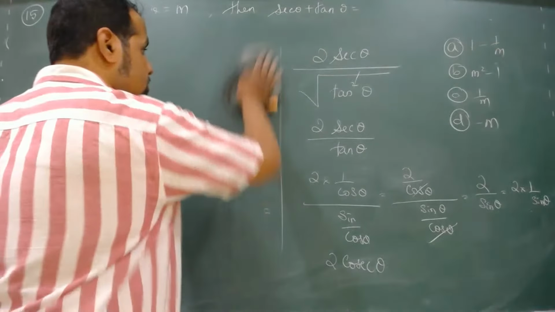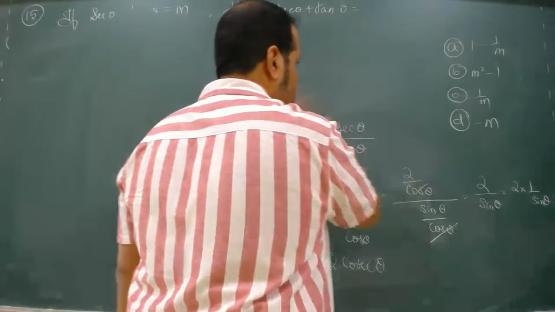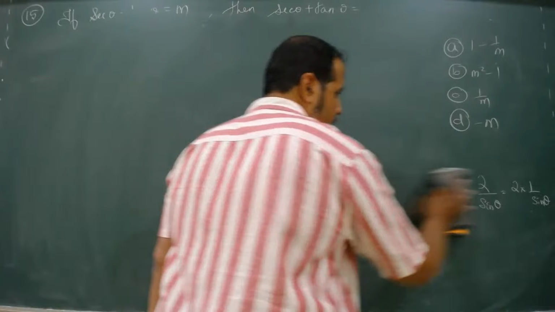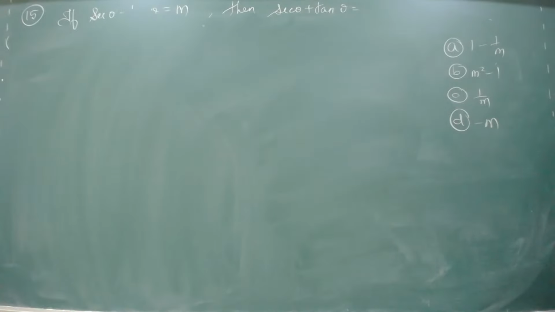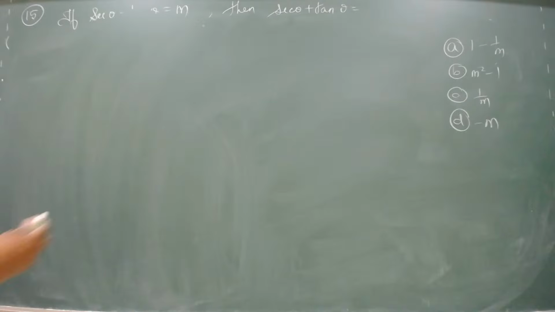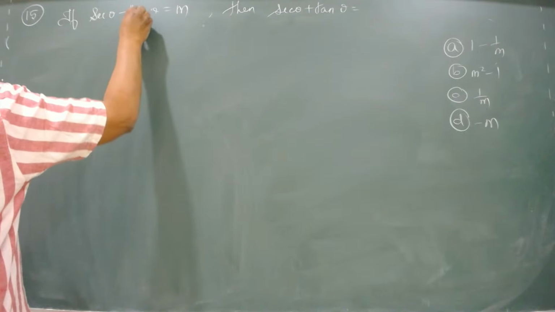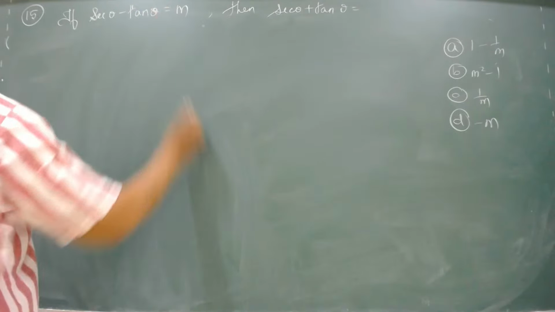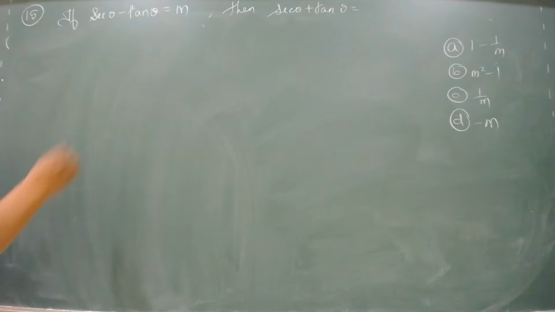Again, MCQ question. We are going to use a special identity over here. Sorry, I have erased it. Sec theta minus tan theta is equal to m. We have to find out what is sec theta plus tan theta.